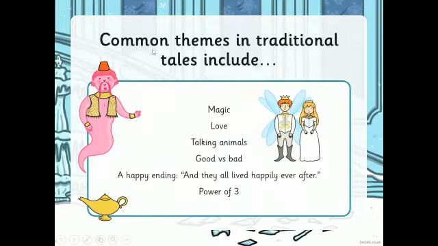Common themes in traditional tales include magic, love, talking animals, good versus bad, a happy ending, and they all lived happily ever after. And the power of three. That means that three things happen, okay? Like, for example, Goldilocks and the Three Bears. There's three bears, and Goldilocks does three things in their house, doesn't she? Okay.